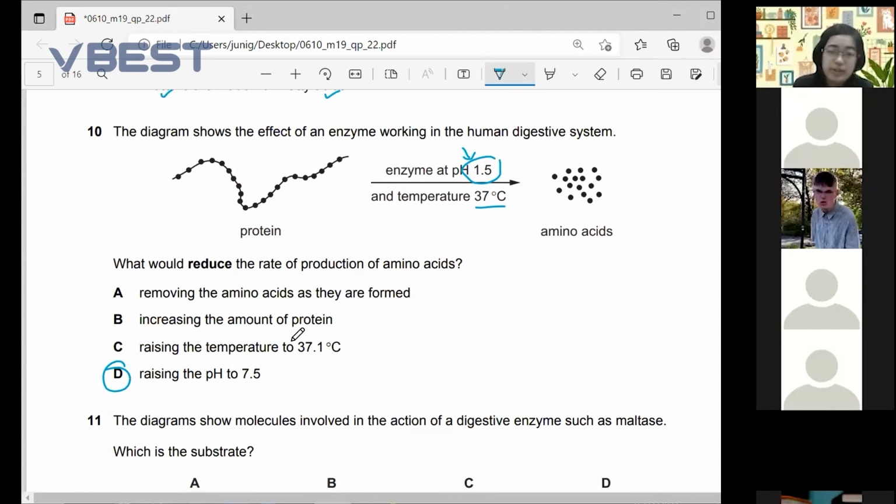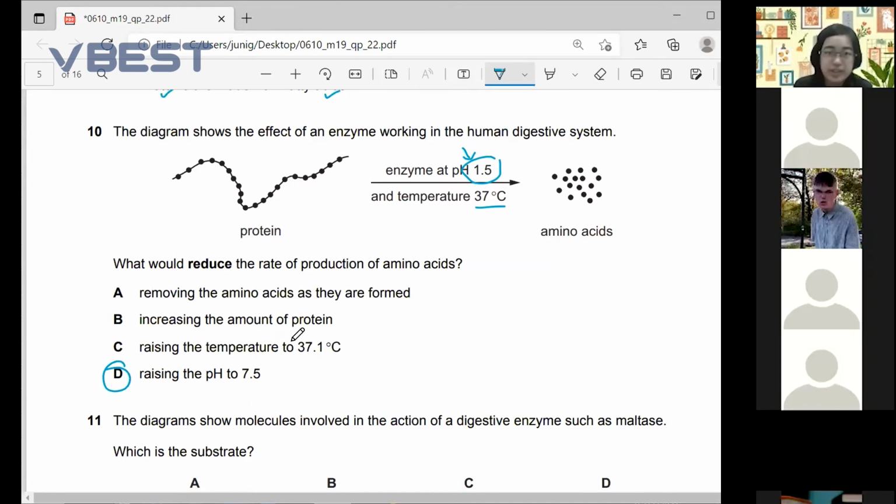As for the rest of the answers, A, removing amino acids as they form, won't affect the rate of production, because in the end it has already been produced. If you remove it, there's no difference. The enzyme will still keep on producing amino acids. As for B, increasing the amount of protein could actually make more amino acids.